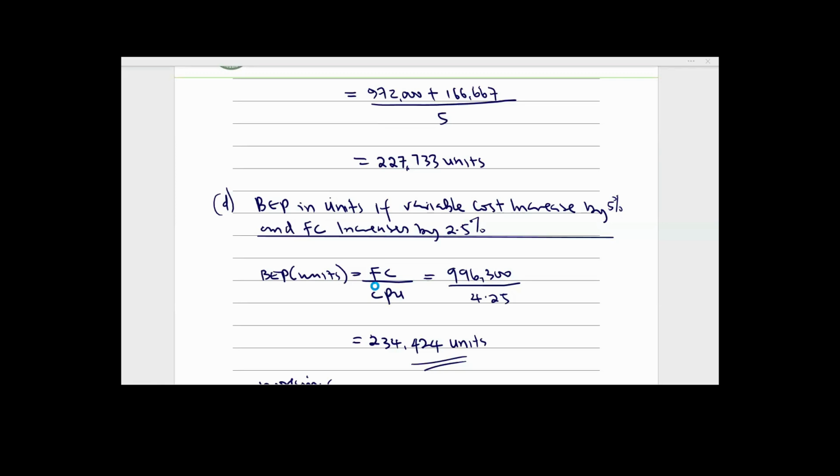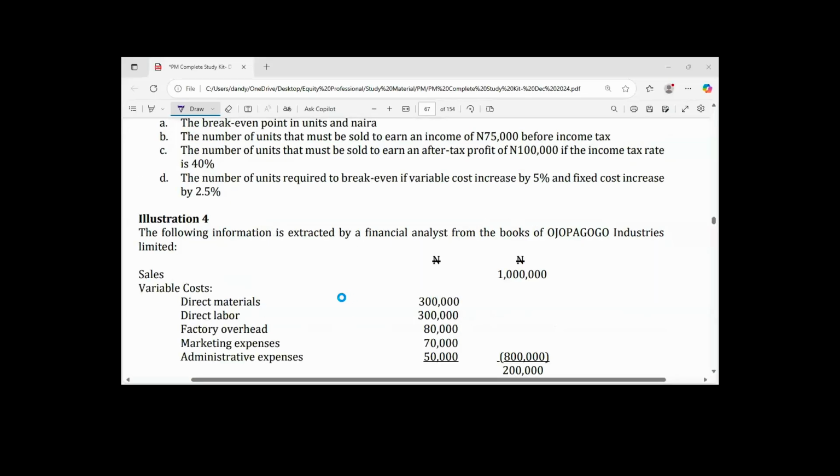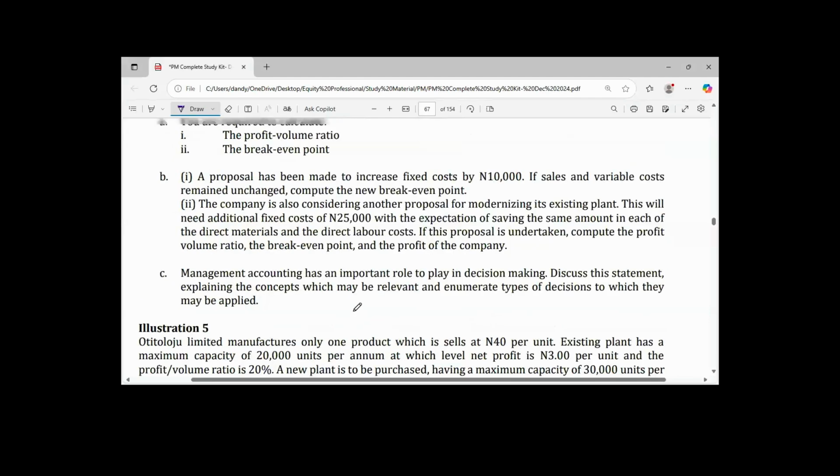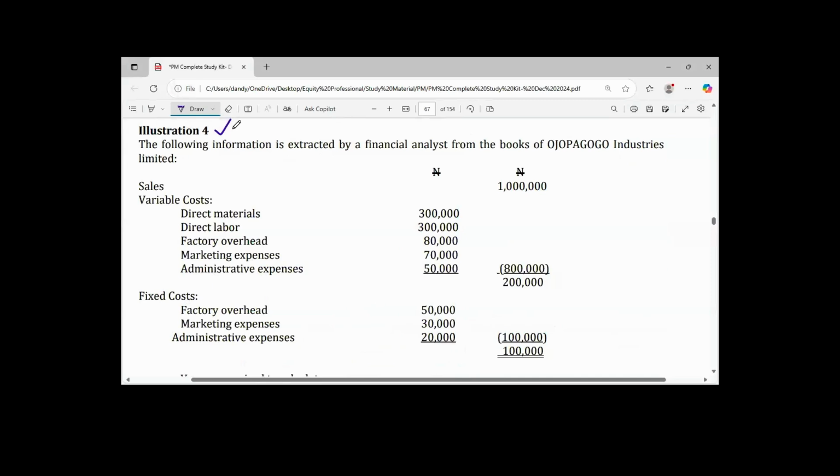So let's have another illustration. Let's try illustration number 4. Different scenario. Illustration number 4. Somebody should help us read. Who will read for us? Who will help us to read? All right, sir. Can I read? Yes, Moses, go ahead. The following information is extracted by financial analysts from the book of Ojopagogo.